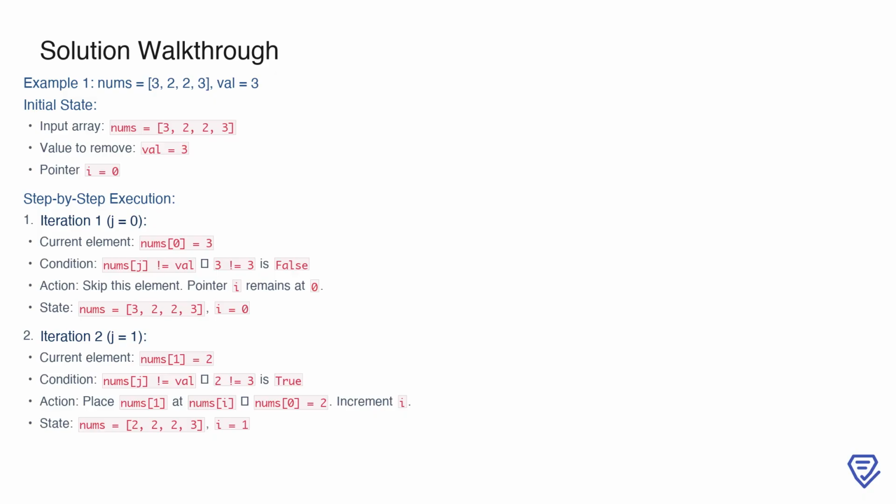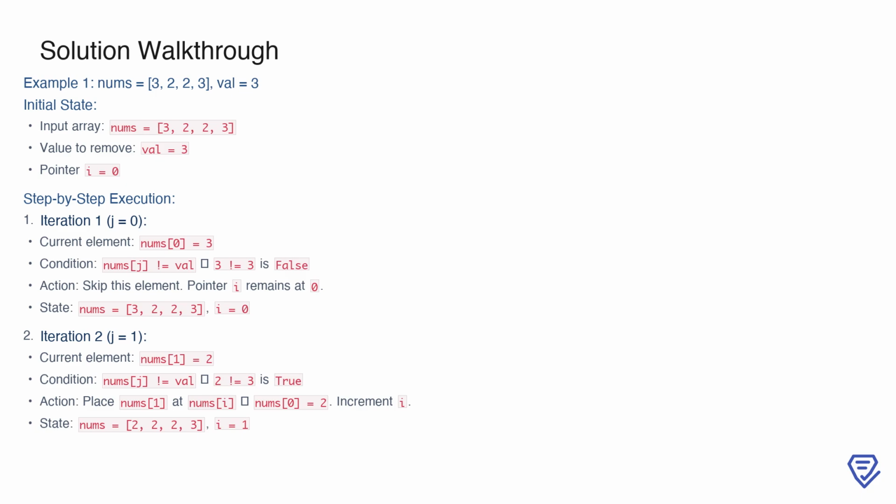We start with the first example where the input array is [3, 2, 2, 3], and the value to remove is 3. Initially, our pointer i is set to 0. In the first iteration, the current element is nums[0], which is 3. Since 3 equals the value we want to remove, we skip this element, leaving i unchanged. The array remains [3, 2, 2, 3].